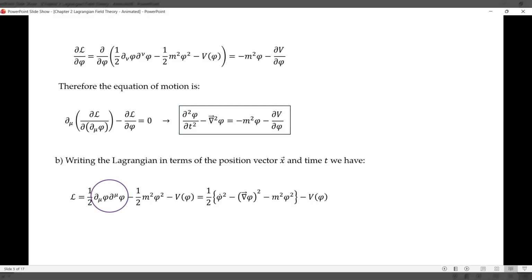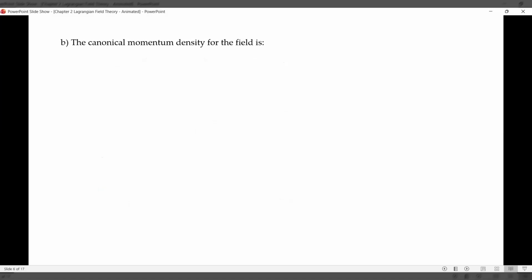I have highlighted the terms partial sub nu, partial super mu of phi, and phi dot squared minus the gradient squared, because these are the ones that lead directly to the canonical momentum density. We start with the canonical momentum density for the field. It's defined as the derivative of the Lagrangian with respect to the time derivative of the field, phi dot. So the momentum density is simply the time derivative of the field itself.